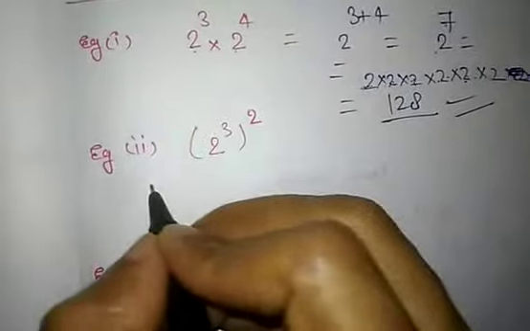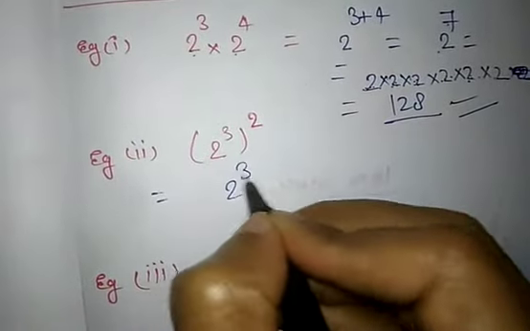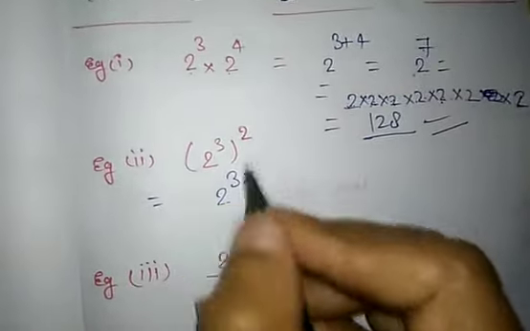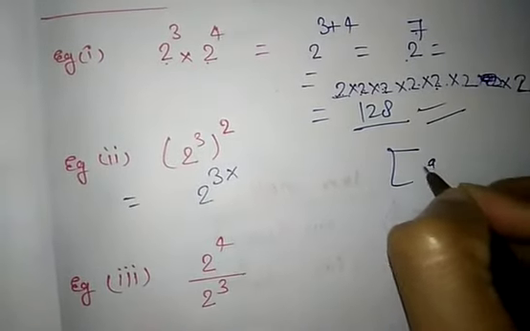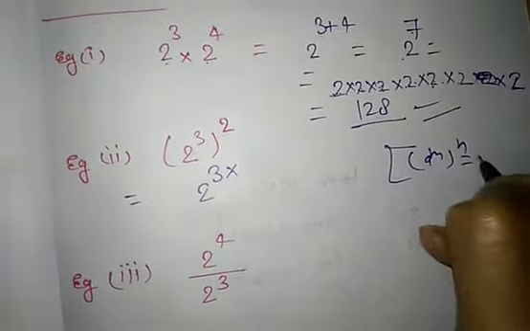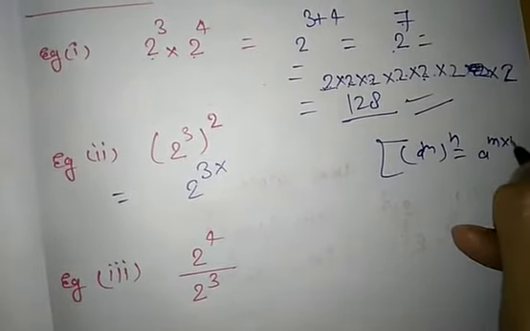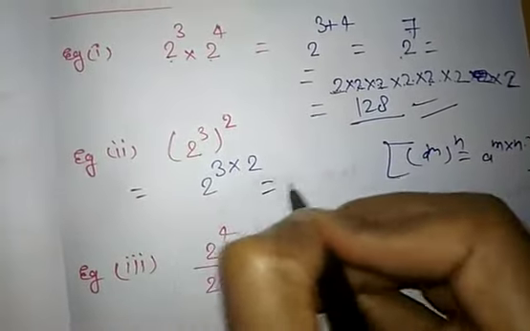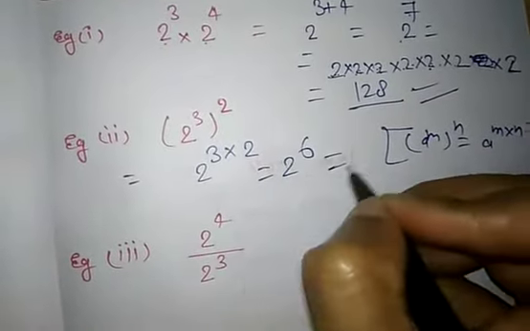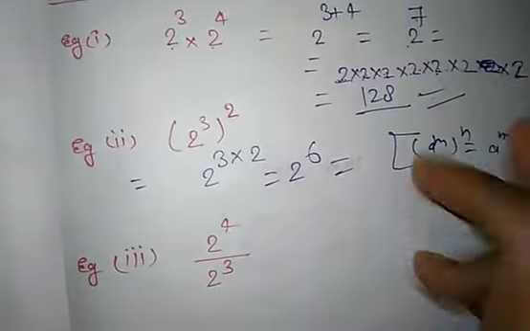Similarly, this question: 2 power 3 whole power 2. In this, apply the formula: a power m whole power n is equal to a power m into n. We get 2 power 6. Now you can find this answer.